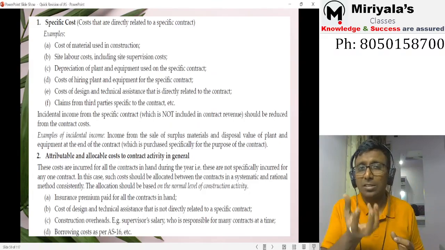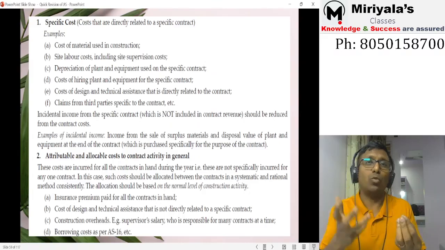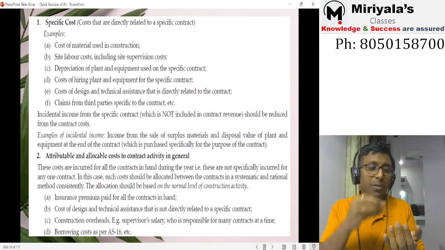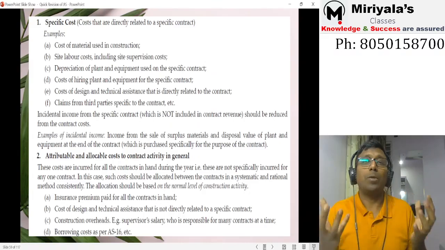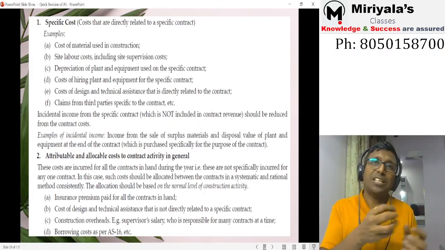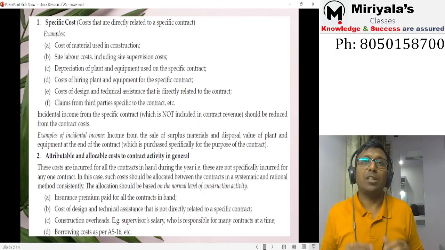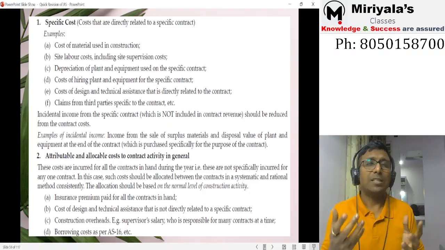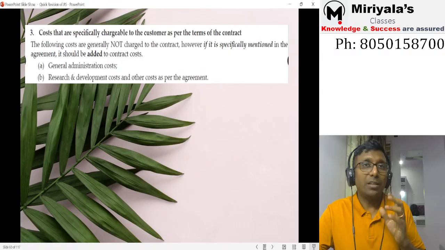Allocable cost means this cost has not been incurred specifically for one project. Suppose 2 projects are going on simultaneously, and I may be spending on labor. This labor may be working a few days here, a few days over there. Then the total labor cost is supposed to be bifurcated between these 2 projects. Like this depreciation, any machine used for both projects, depreciation cannot be charged on one. It should be charged on both on a time proportion basis. Something which is rational in the given circumstance you are supposed to do. Any insurance premium paid also is supposed to be allocated if it is necessary.